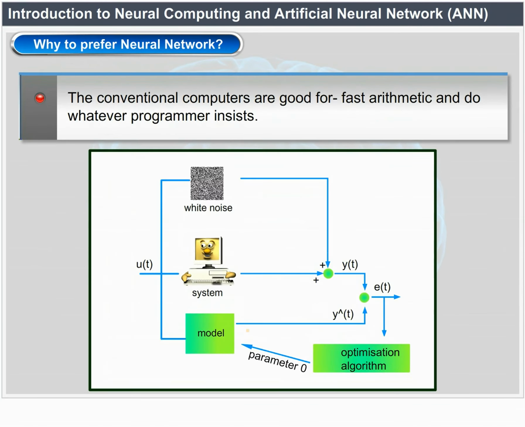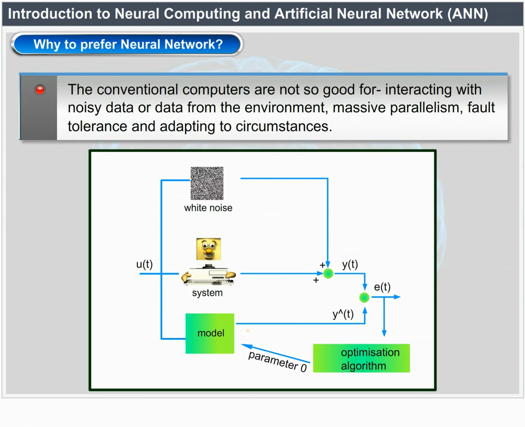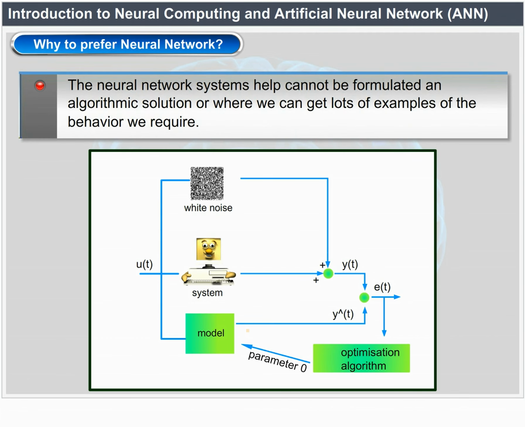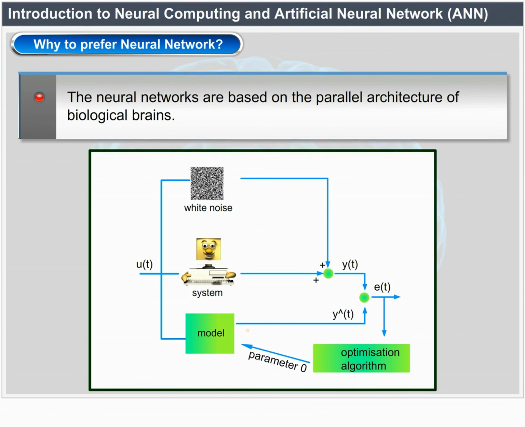Why neural network? Conventional computers are good for fast arithmetic and do what programmers program them to do. Conventional computers are not so good for interacting with noisy data or data from the environment, massive parallelism, fault tolerance, and adapting to circumstances. The neural network system helps where we cannot formulate any algorithmic solution or where we can get lots of examples of the behavior we require. Neural networks are based on the parallel architecture of biological brains.